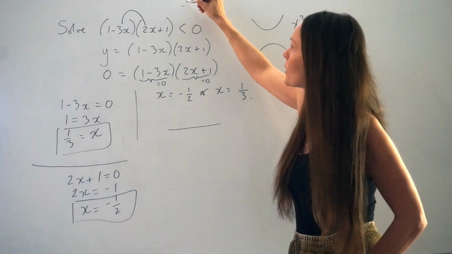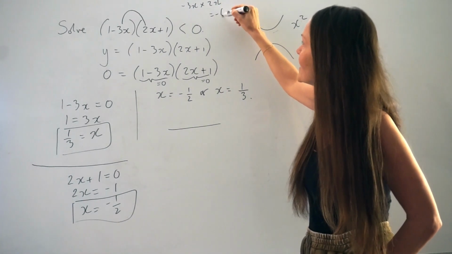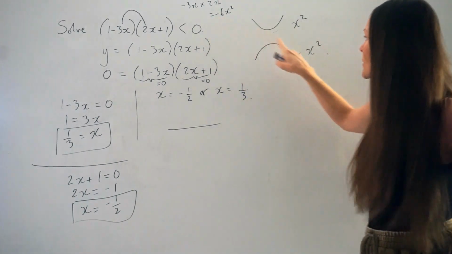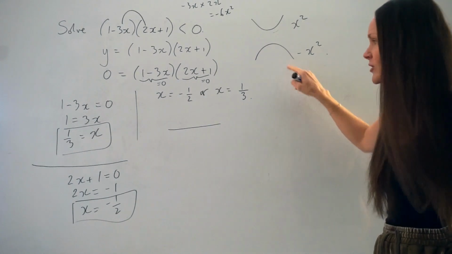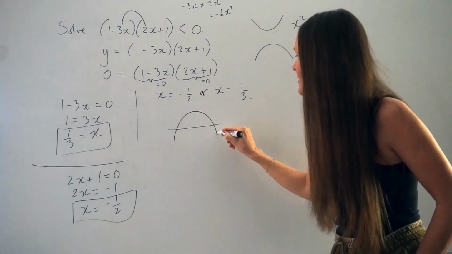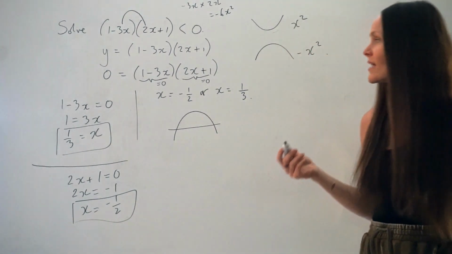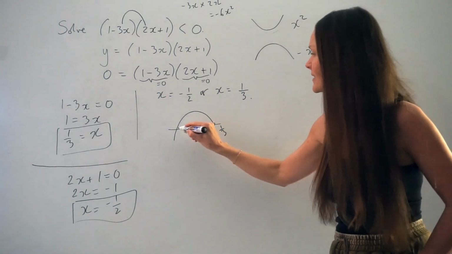So if I multiply negative 3x with positive 2x, I get negative 6x squared. So because this is negative, I need to draw the graph the other way up in this question. Okay, so it's going to look like this. And now I'm just going to label where the graph crosses the x-axis. So positive a third and negative a half.